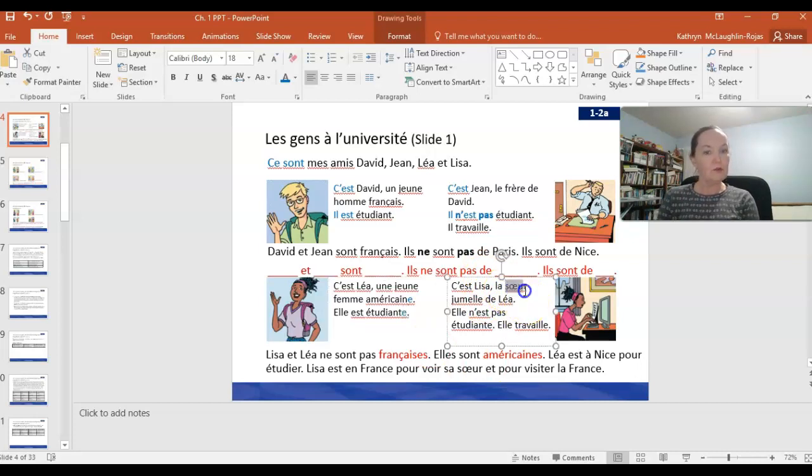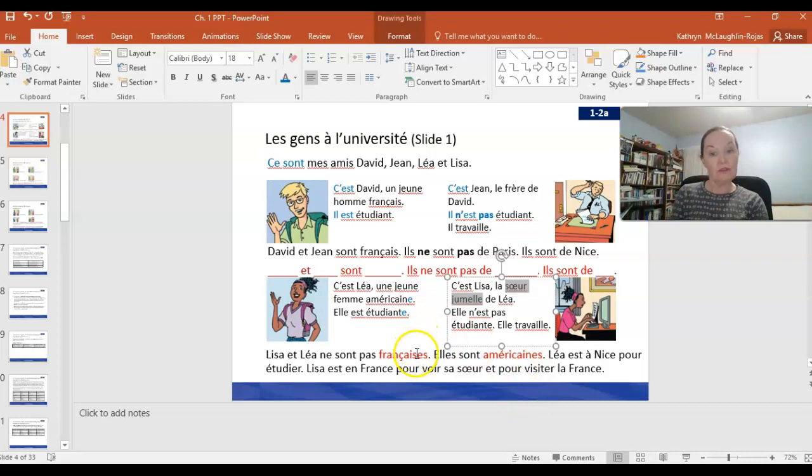Et c'est Lisa, la sœur jumelle de Léa. Okay, these may be new vocabulary words for you. Sœur is sister. Jumelle is twin. So she is Léa's twin sister. Elle n'est pas étudiante. She's not a student either, just like Jean above. Elle travaille. She also works. Okay, so Lisa et Léa ne sont pas françaises. Elles sont américaines. Okay, so they're not French, they are American.